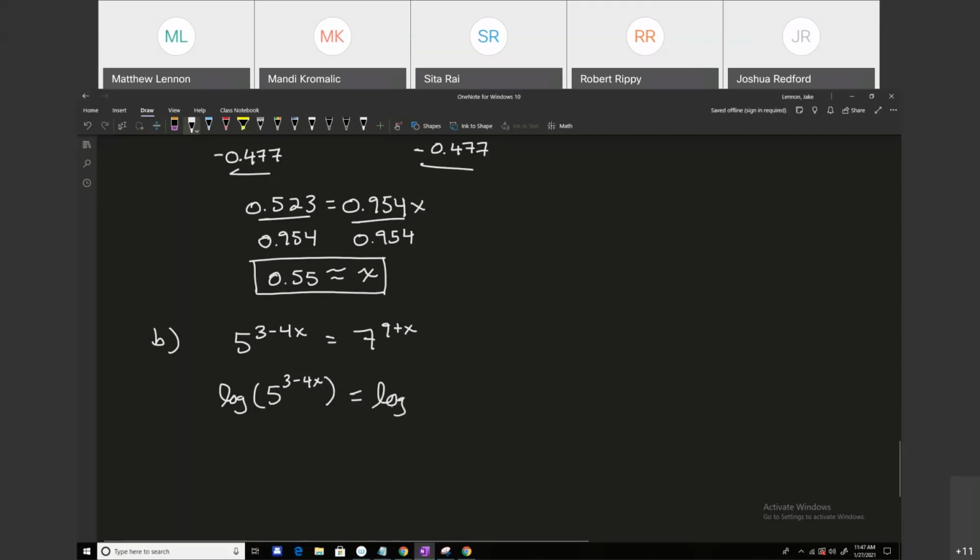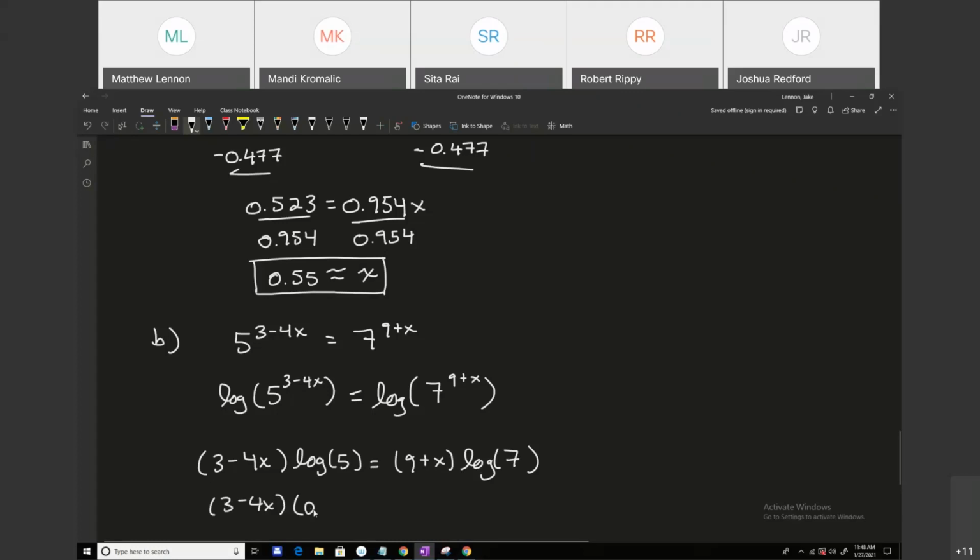So I take the log of both sides, log of 5 to the 3 minus 4x, and then the log of 7 to the 9 plus x. Bring each of those down, so I've got 3 minus 4x times the log of 5. Then on the right-hand side, I've got 9 plus x times the log of 7. Now I'm going to put the log of 5 and the log of 7 in my calculator and get an approximation. So I've got 3 minus 4x times 0.7. And then I've got 9 plus x times 0.85.